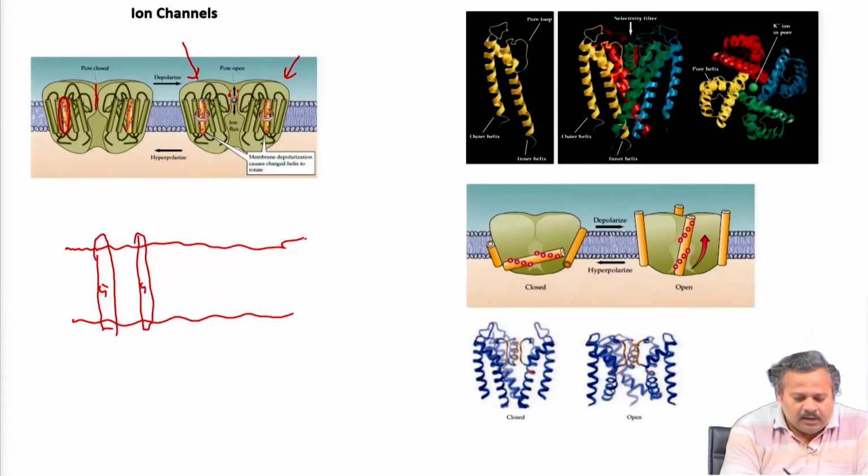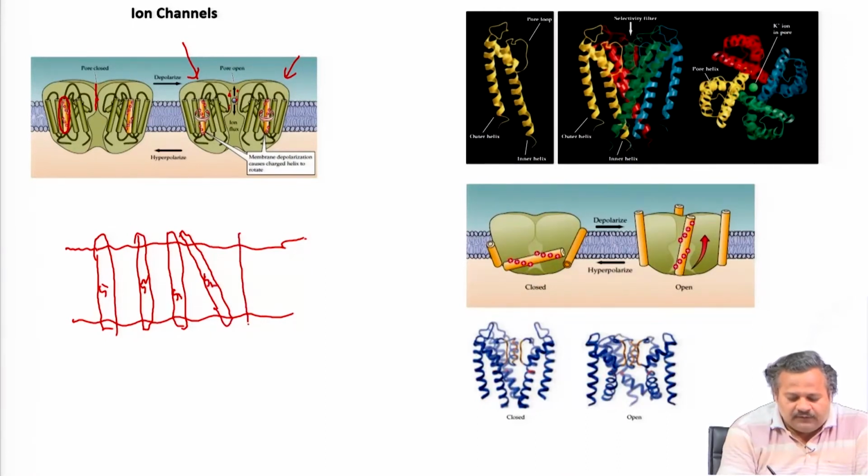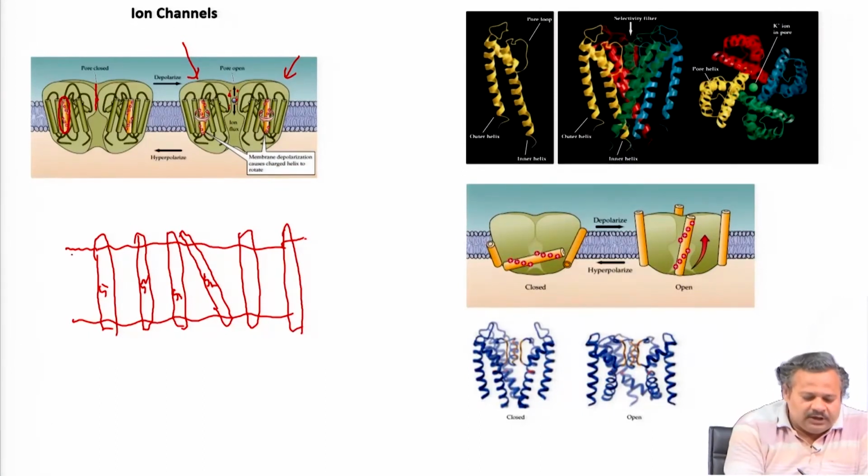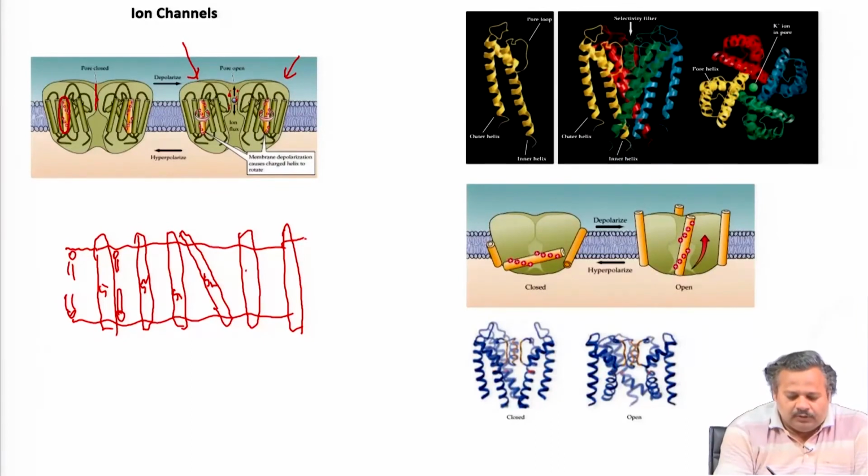S2, S3, S4, S5, and S6. So, here we have the membrane, which is a lipid bilayer, as usual. We have the S5 here, S6 here. What we have here is the protein backbone.